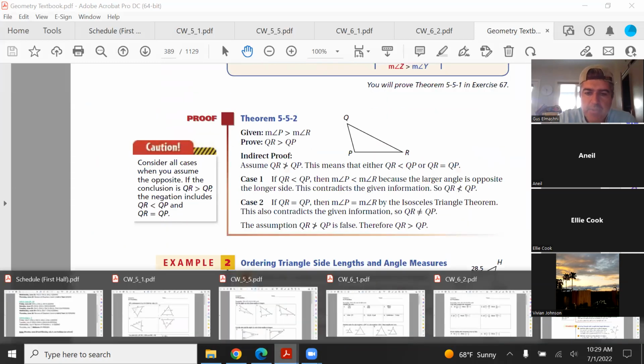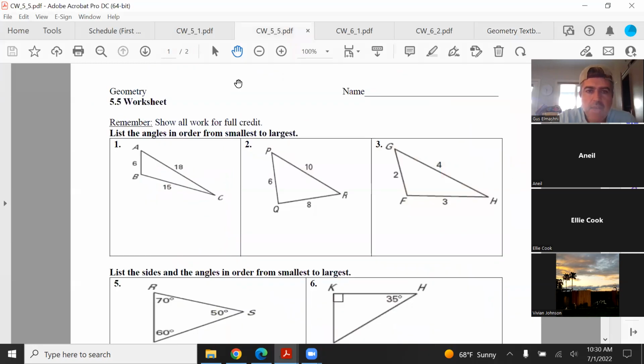So let's do some practice problems that deal with that right now. So here you're asked to list the angles in order from smallest to largest. Well, 6 is the smallest side, so I put angle C first, is less than angle A, because that's opposite the second biggest side. And actually, let me not draw those angle symbols because it's a little confusing. So C is less than A, which is less than B. That's all.